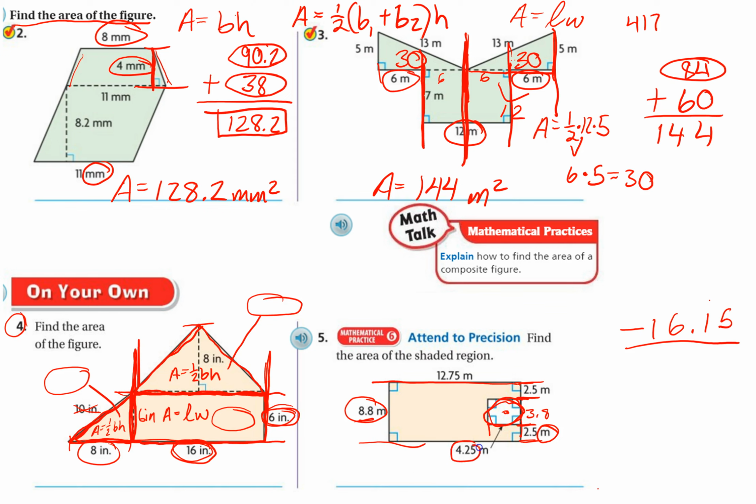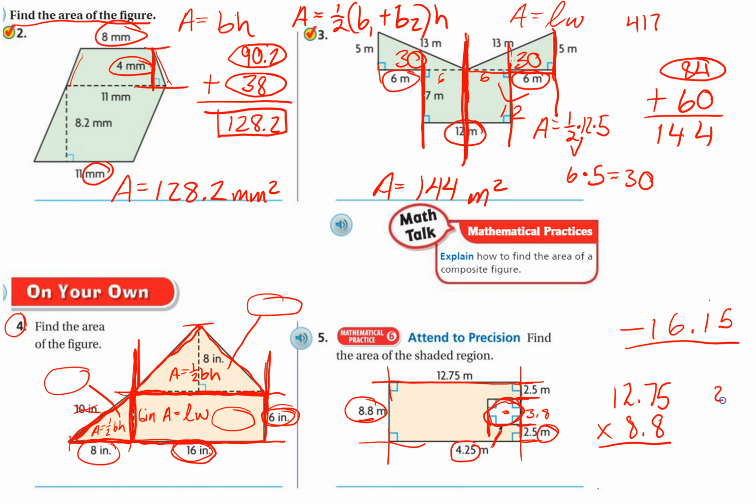Because I used this number for the length from here to here when I found the area here. That's not the number I want to use. That's the length for just this little section. I wanted to use from here to here is what I should have done. So to get that number, I need to go back and do 12.75 times 8.8.